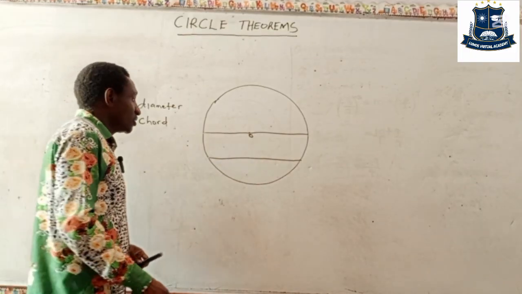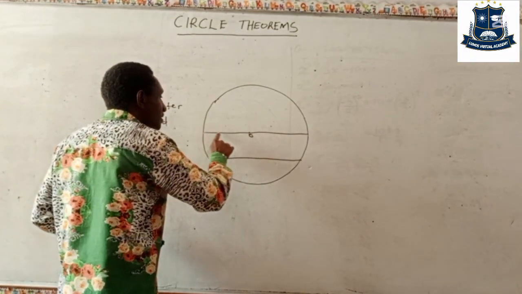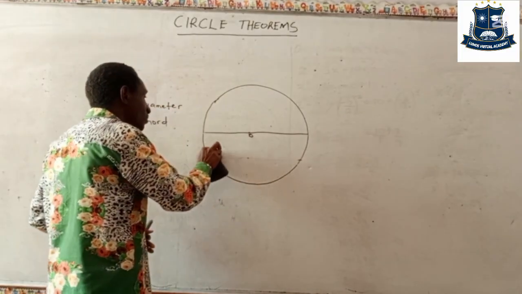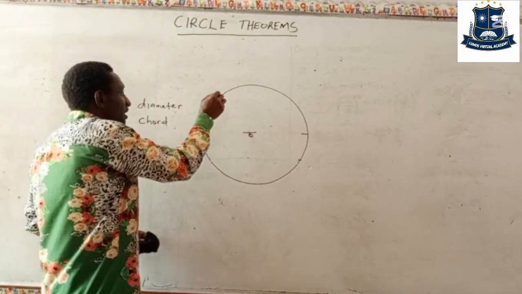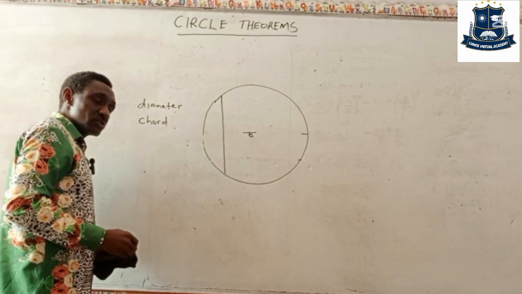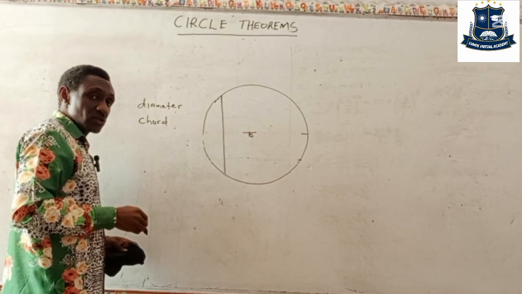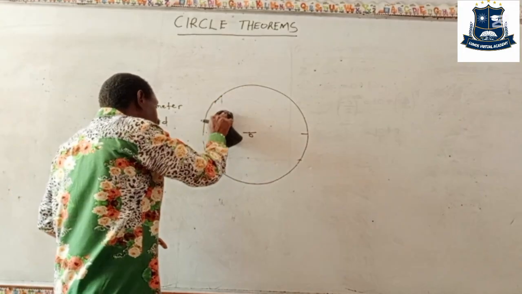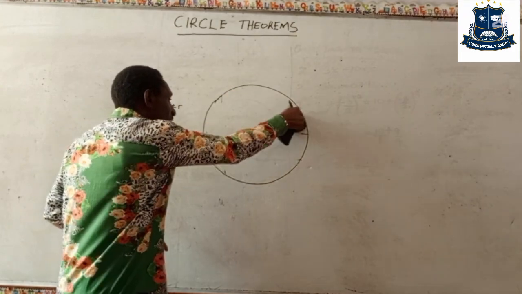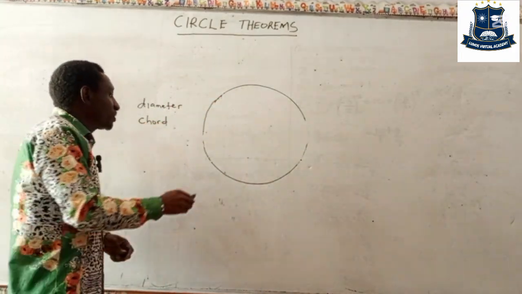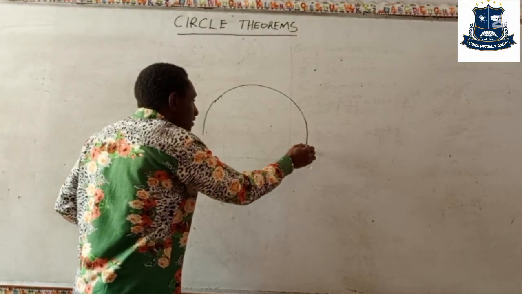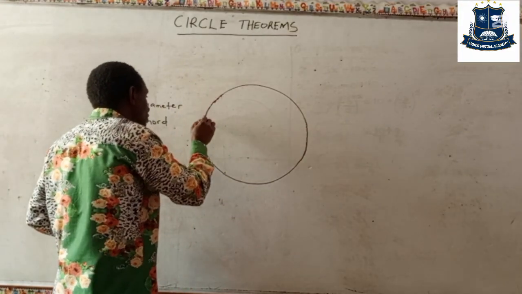So this is a chord, and then this is a diameter. And if I draw a line like this, it doesn't pass through the center, so that's a chord. Any line that is not passing through the center, but starts from the circumference and ends up in the circumference without passing through the center, that line is called a chord.